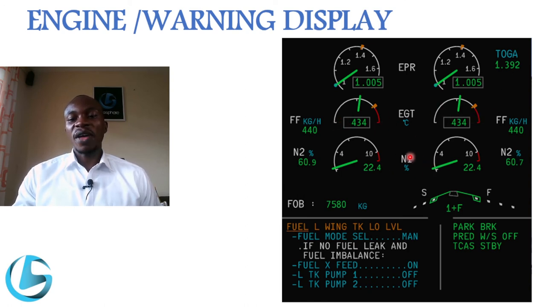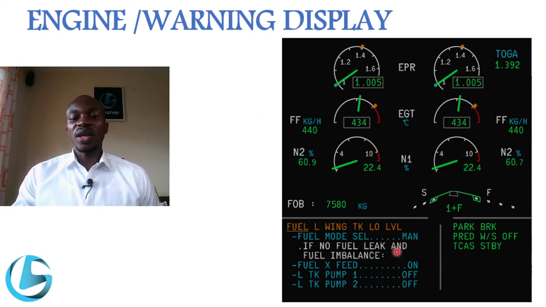We also have N1 indication here as the third indication on the engine and warning display. Information such as fuel flow and the N2 is also indicated on the engine and warning display. Slats and flaps position is also indicated here on the engine and warning display, or on the ECAM's upper display. Checklists are displayed at the bottom part of the engine and warning display.